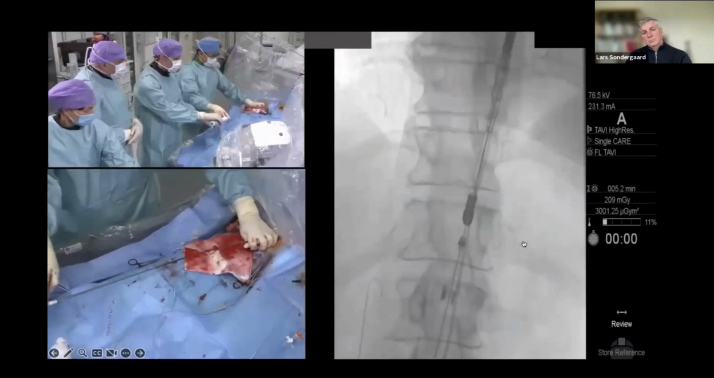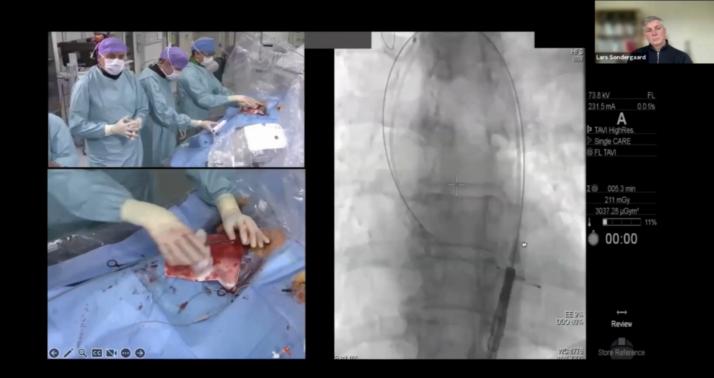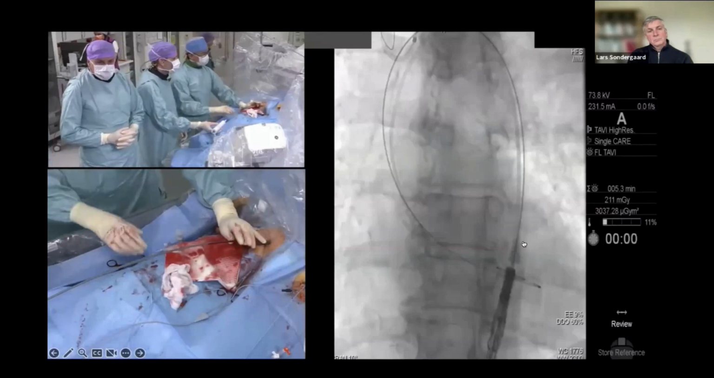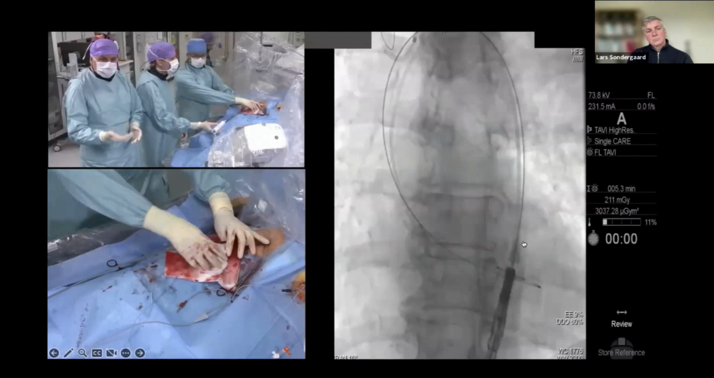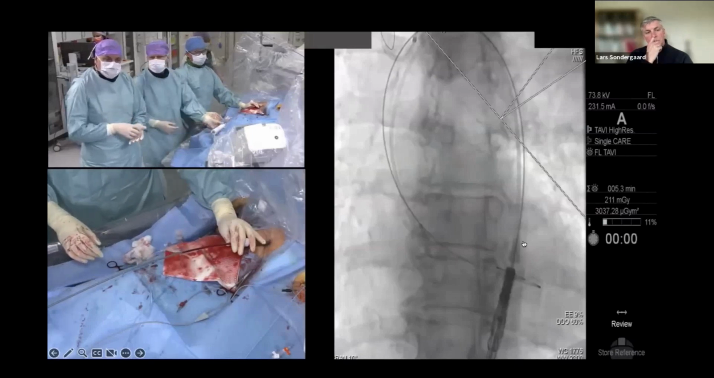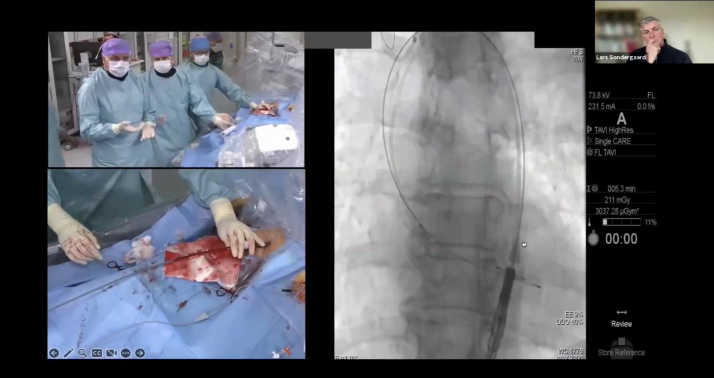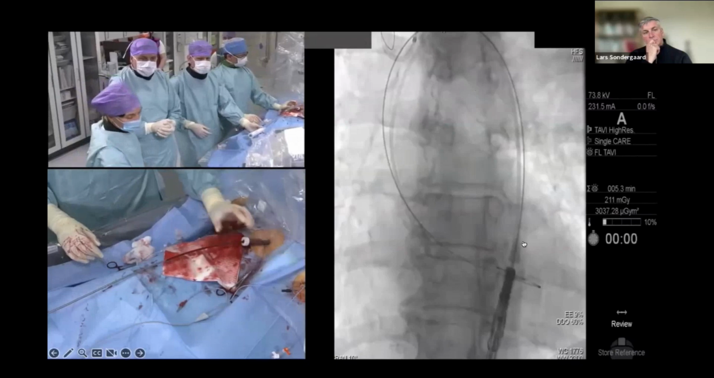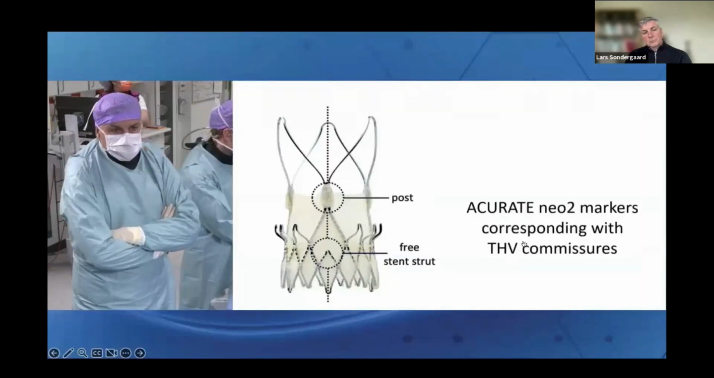So the next step will be what we call patient-specific commissural alignment. Again, flush port at 6 o'clock will give a near commissural alignment for most patients, but we want to tailor the commissural alignment to each individual patient. So if we have a few more slides, we can share them with you if you can bring those up. You see, this is the Navitor.